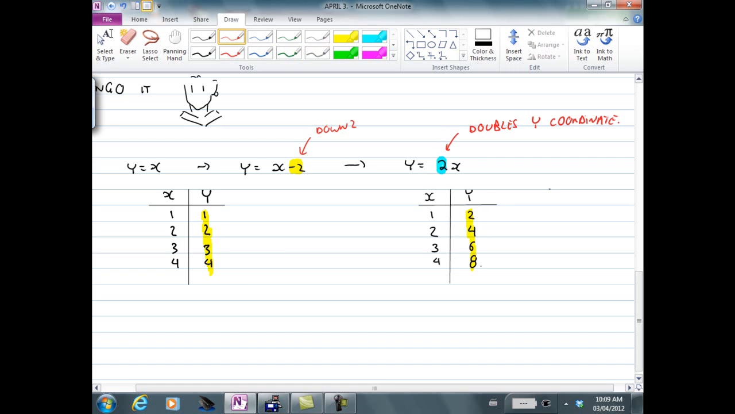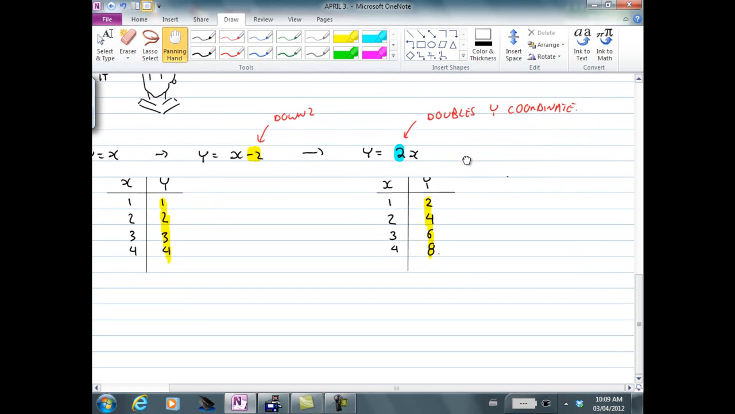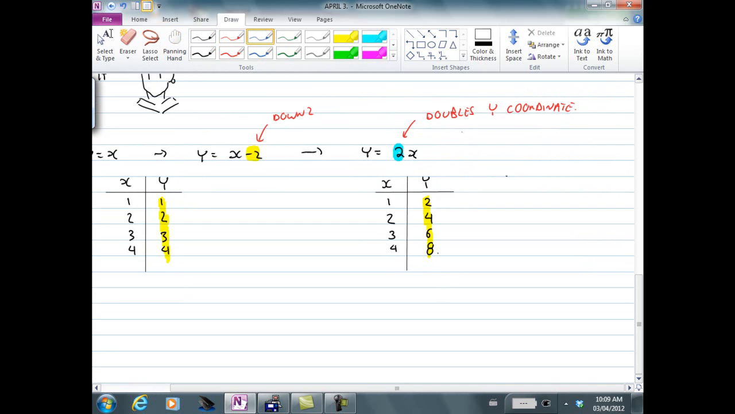And notice the 2 is in front of x. Not anywhere else but in front. In this case, we call this star. This is my vertical stretch by 2. It's a vertical stretch by 2. Okay, I just stretched it.